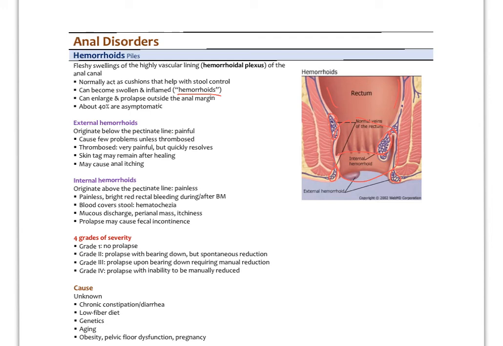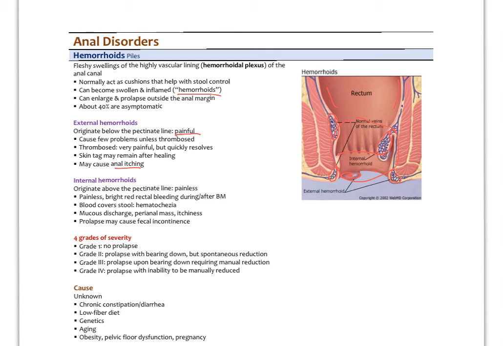External hemorrhoids originate below the pectinate line. One of the big differences here, so here's an external hemorrhoid, looks like a little grape hanging out of the anus, is that it's very painful. They usually cause few problems unless they develop a blood clot inside of them. That's called thrombosis, and they can become very painful. The good thing is they usually quickly resolve, and you might see a skin tag in that area after it heals. Another common symptom I see with external hemorrhoids is anal itching.